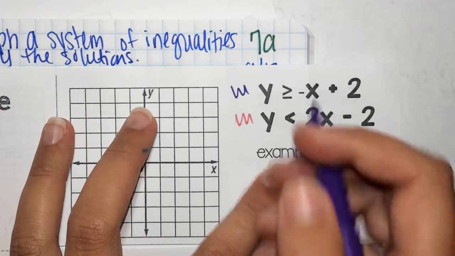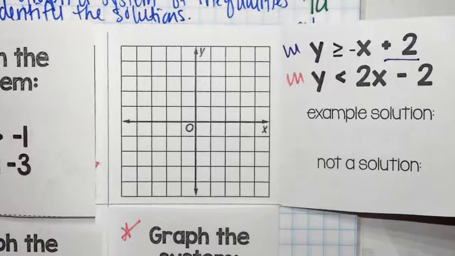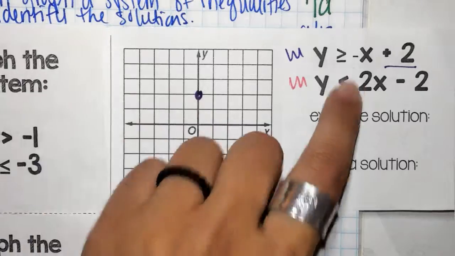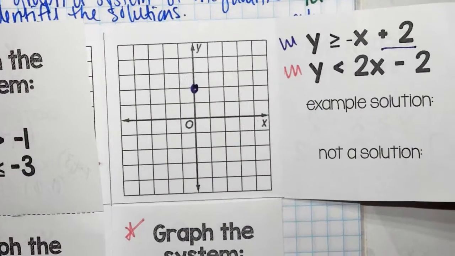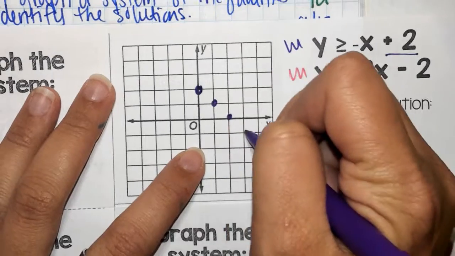So this is in slope-intercept form. That means we start here. So do I go up 2 or down 2? Up 2 and put a dot. All right? My slope is what? -1. So I go down 1, right 1. Down 1, right 1, down 1, right 1.